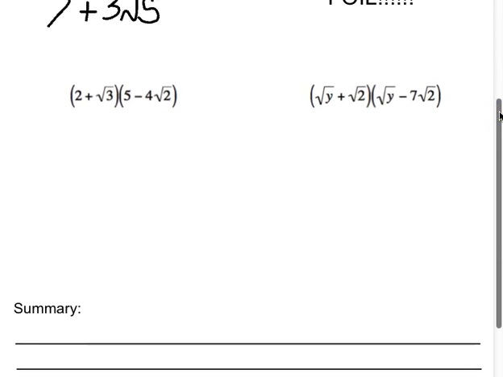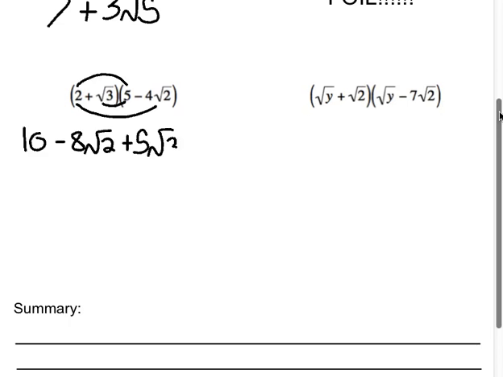Here, again, let's do the same thing, the FOILing process. 2 times 5 gives me 10. 2 times negative 4 square roots of 2. So the 2 and the negative 4 can multiply, while the 2 does not. 5 square roots of 3. And now in this last branch, square root of 3 times negative 4 square roots of 2, this time the 4 doesn't multiply, but the 3 and the 2 do.